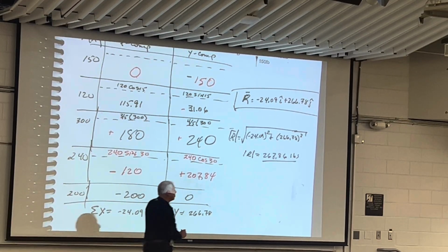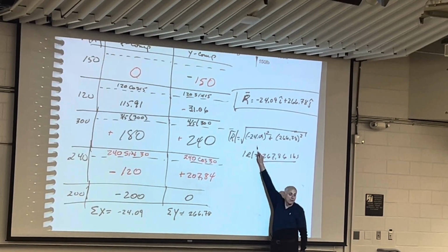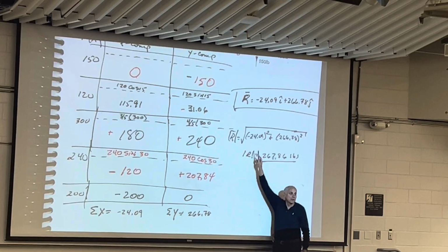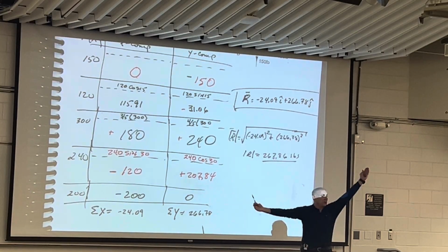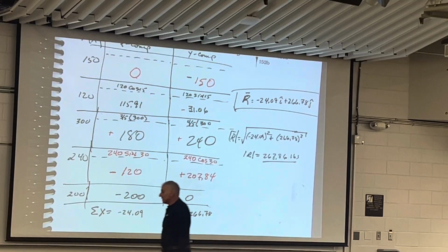What allows me to say this? Yes, it's a Pythagorean right there, but why can I say this? Because x and y are 90 degrees apart. That's why I can say this.